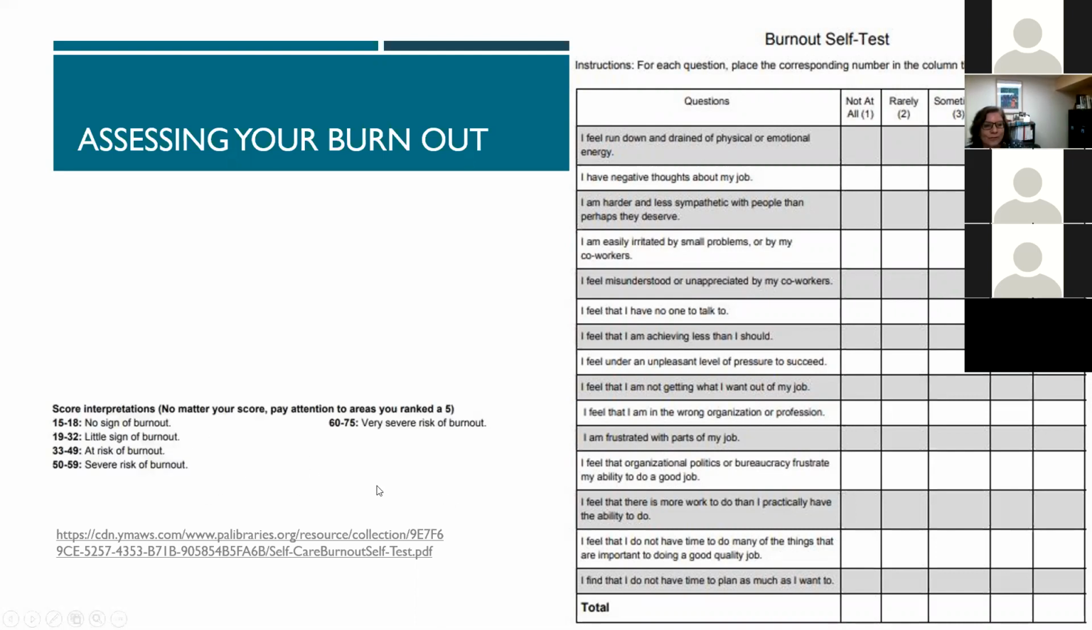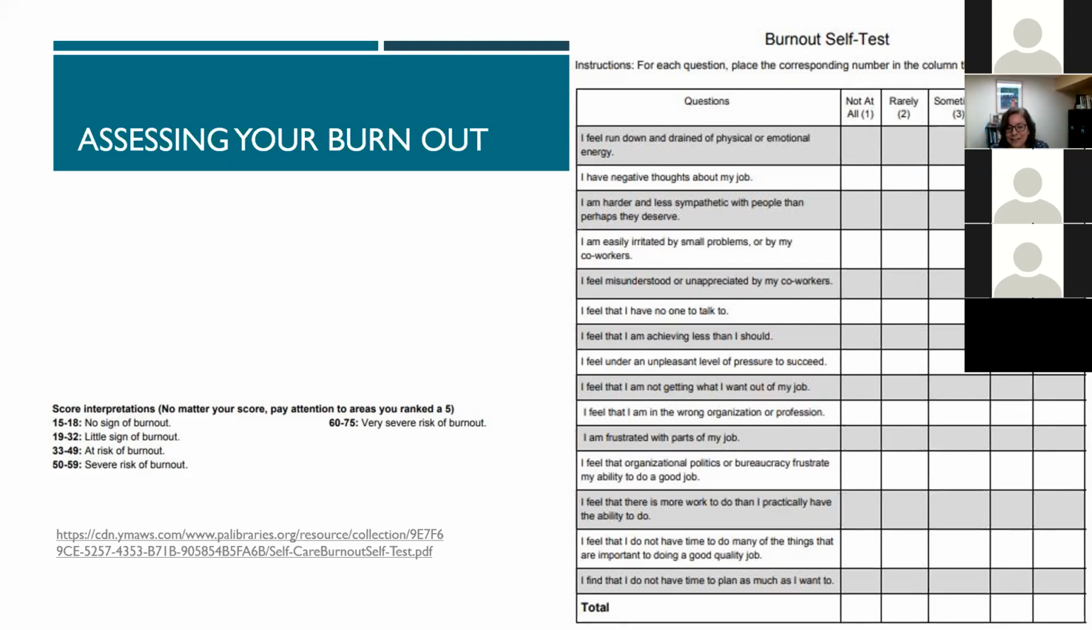So those who scored 15 to 18, you're fine. No sign of burnout. And I would ask that you teach this class on burnout because I'm super high. 19 to 32, little sign of burnout. 33 to 49, you're at risk for burnout. 50 to 59, did any of you get that, like me? Severe risk of burnout. And those over 60, I have some referrals for the crisis line.